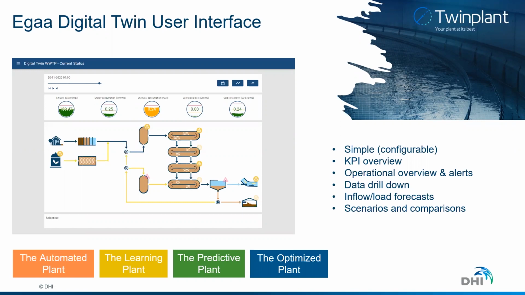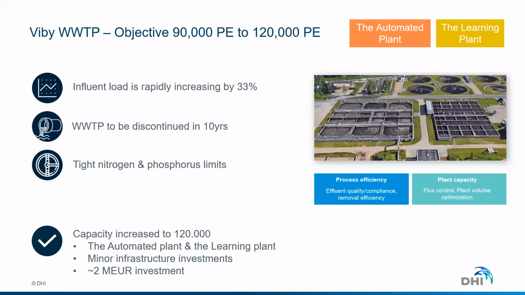So that's underway, and there is a digital twin running. We are working on the optimized plant. If we look at VB as another example, where we are then using the automated plant and the learning plant. VB is one of the plants that will be decommissioned in about 8 years from now.